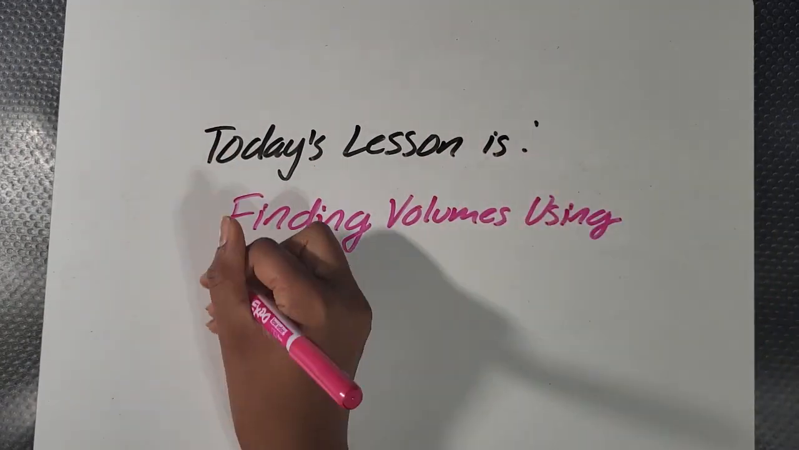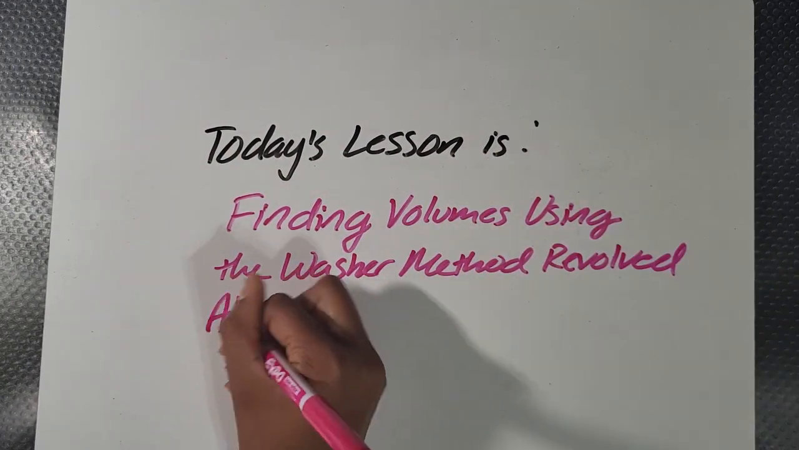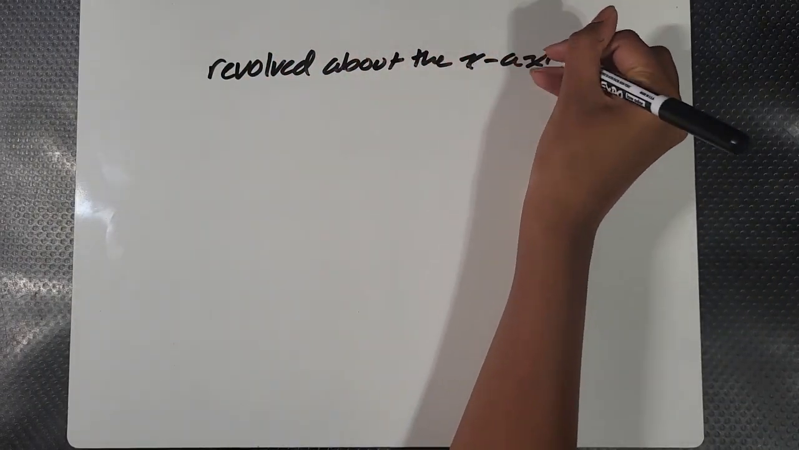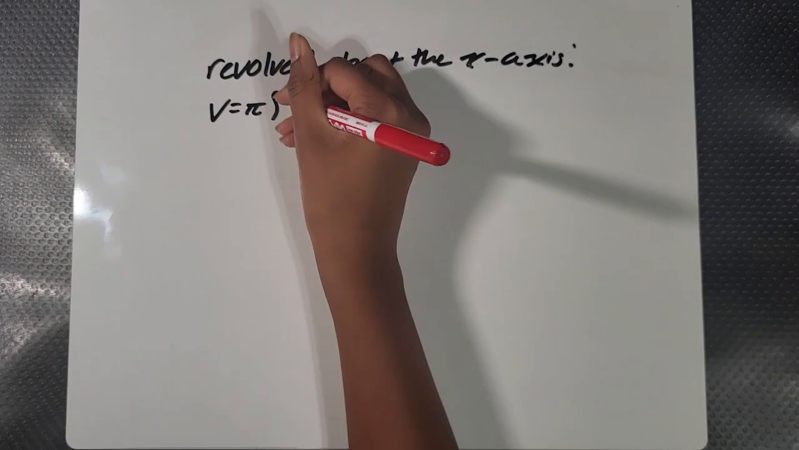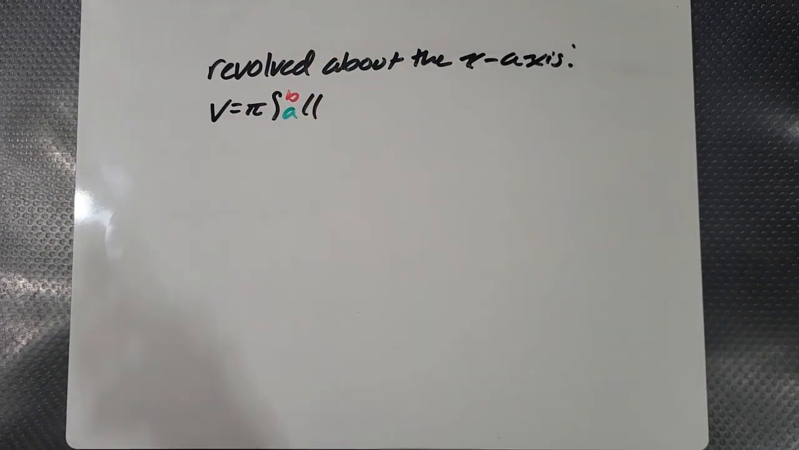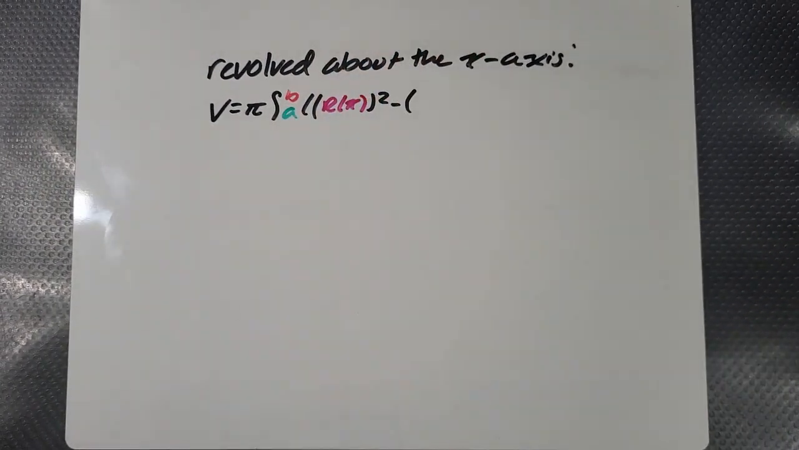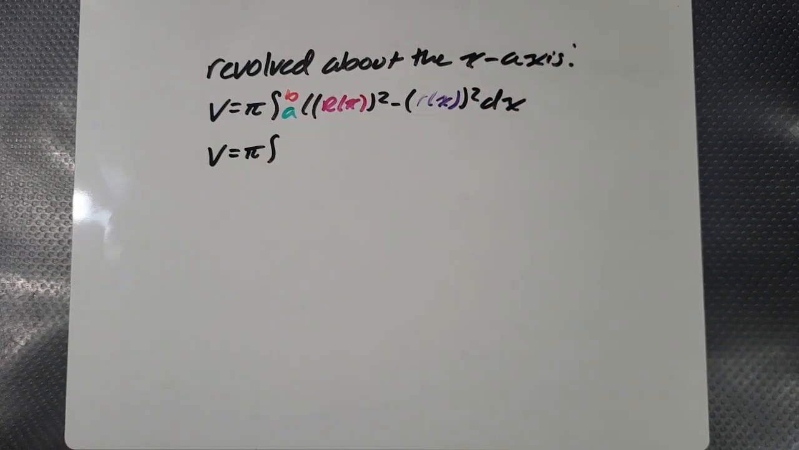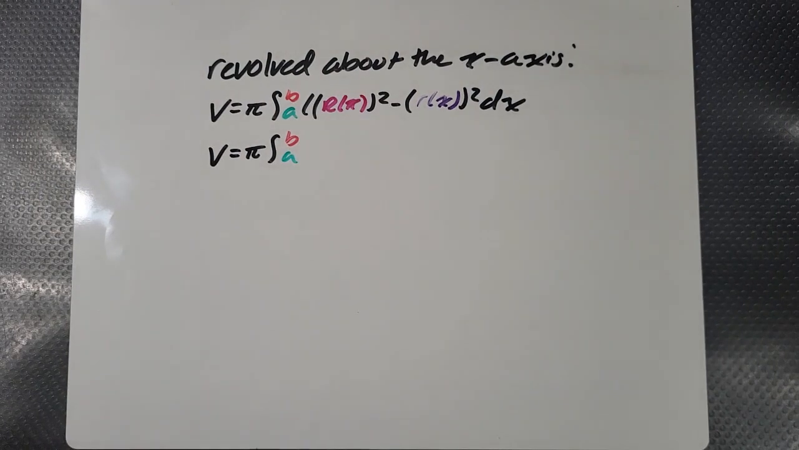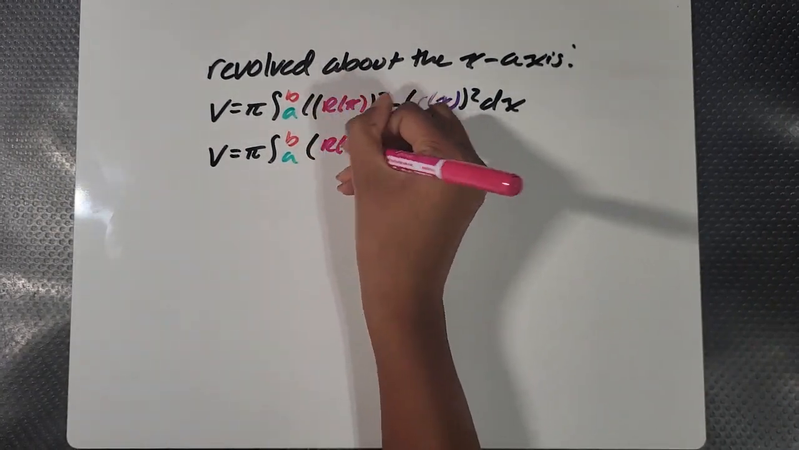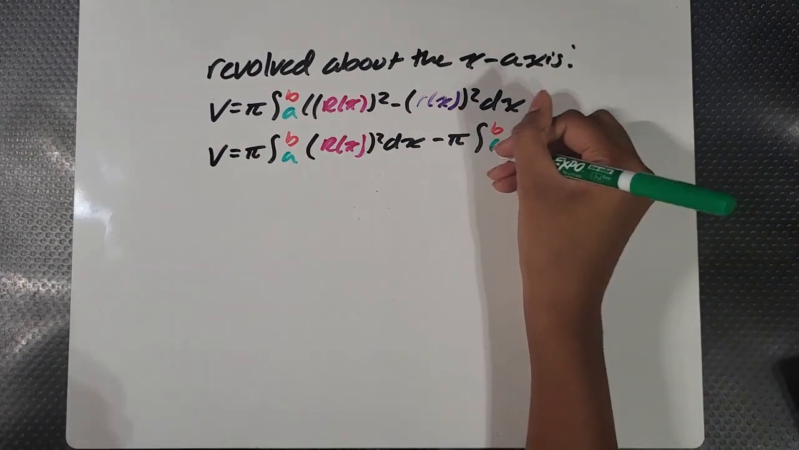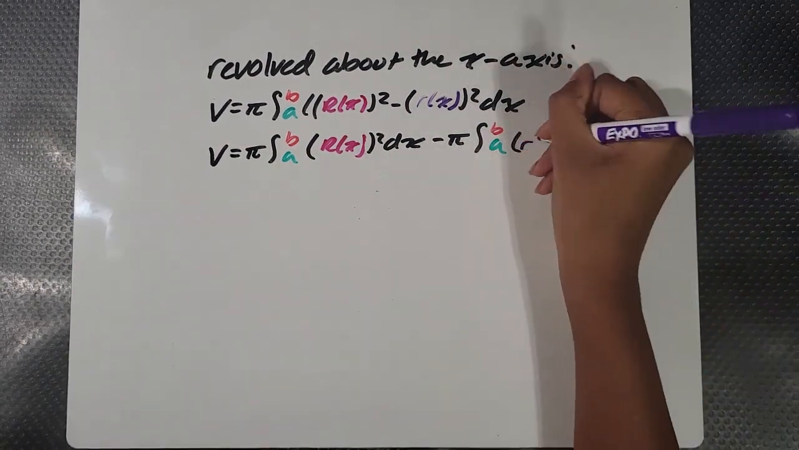Today's lesson is finding volumes using the washer method revolved about a line. The regular equation for finding volumes revolved about the x-axis is volume equals pi times the integral from a to b of big R of x squared minus little r of x squared dx. This can be broken up into the equation volume equals pi times the integral from a to b of big R of x squared dx minus pi times the integral from a to b of little r of x squared dx.